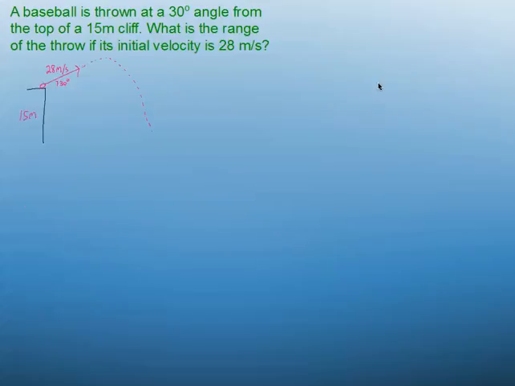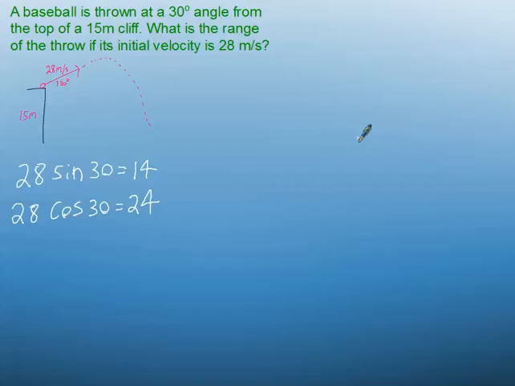Our first step is going to be to break this velocity apart because it's at a 30-degree angle and we don't like angles. So let's find Vx and Vy. When I run sine and cosine on this angle, I get 14 and 24 for the two components.